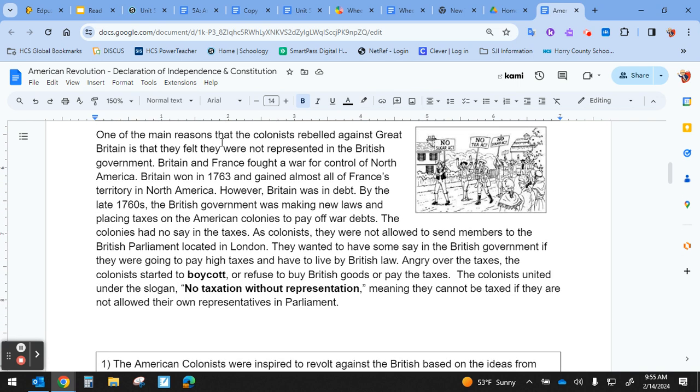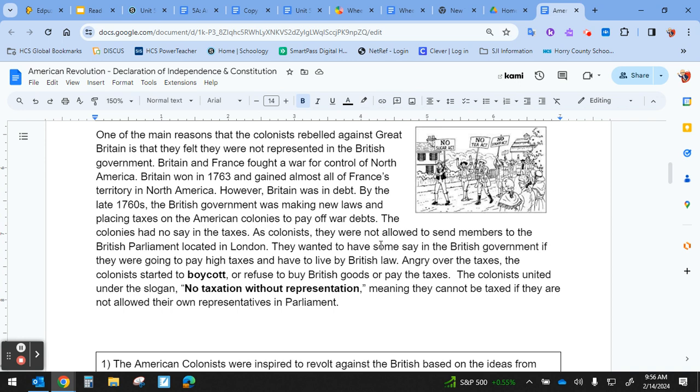One of the main reasons that the colonists rebelled against Great Britain is that they felt they were not represented in the British government. Britain and France fought a war for control of North America that we call the French and Indian War. Britain won in 1763 and gained almost all of France's territory in North America. However, Britain was in debt. By the late 1760s, the British government was making new laws and placing taxes on the American colonies to pay off those war debts. The colonies had no say in the taxes.